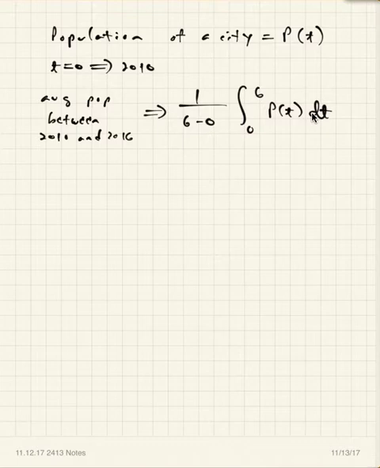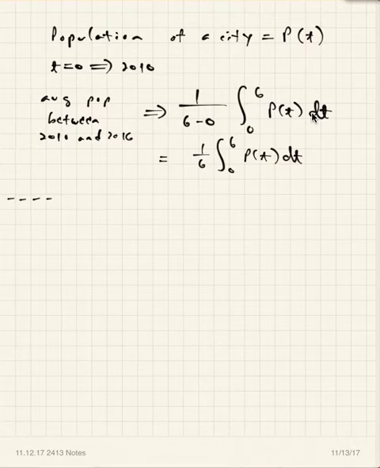All right, so that would just be 1/6 times the integral from 0 to 6 of P of t dt. So integrate the population function, divide it by 6, and you get the average population between 2010 and 2016. So that would be one application.